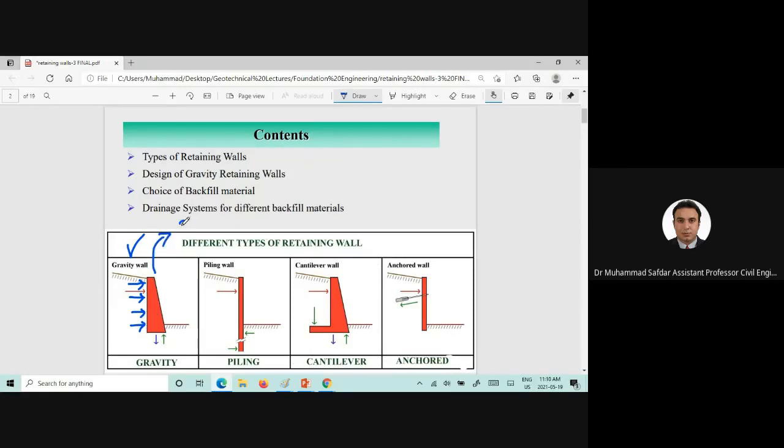Now due to the self weight of gravity retaining walls, these lateral forces are stabilized, are retained, so that's why it's called a retaining wall. In the field, piling walls, sometimes also known as sheet pile walls, or temporary retaining walls, are also constructed in order to enhance and speed up the construction process or to get some space to work in. So sheet pile walls are also constructed in the field.